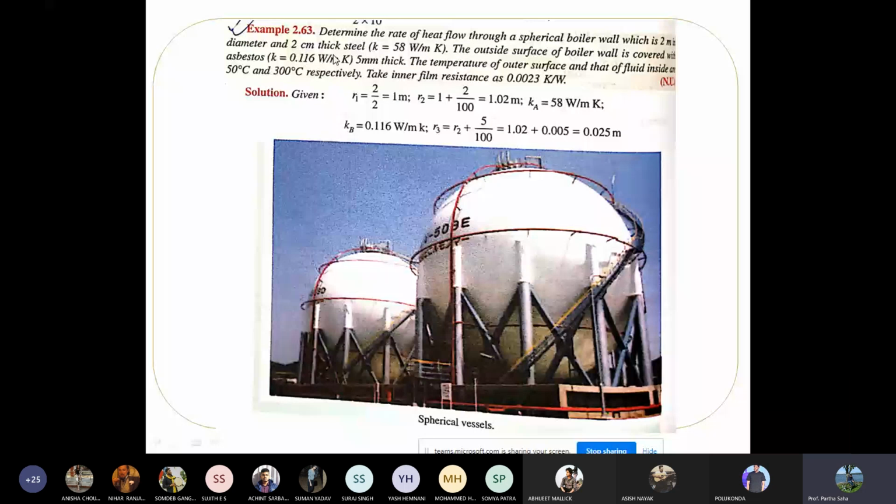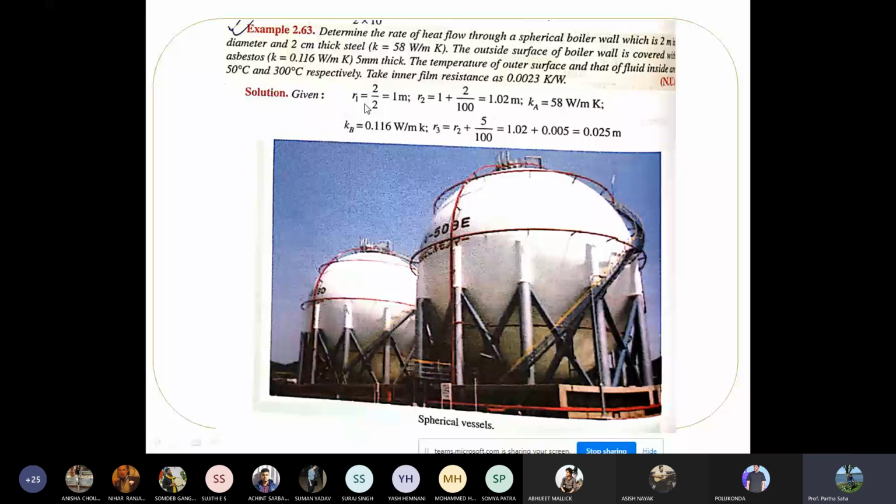The outside surface of the boiler wall is covered with asbestos, which has a thermal conductivity of 0.116 watt per meter Kelvin. The asbestos is 5 millimeter thick. The temperature of the outer surface and that of the fluid inside are 50 C and 300 C respectively. Take inner film resistance as 0.023 kilo Kelvin per watt. So R1 is given.